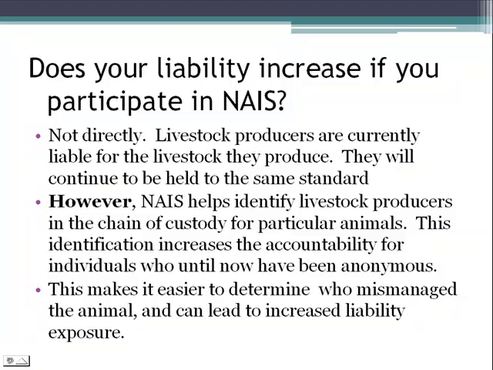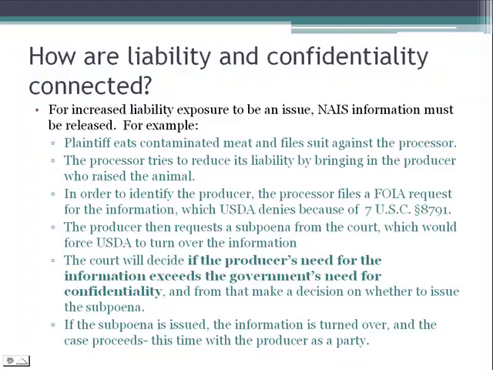So how are these two concepts of liability and confidentiality connected? And I put an example on here. For this example to work, you have to work with me a little bit and imagine that the processor has put something into place to identify from the animal to the package, something to continue the NAIS system, which ends upon termination. So assume that the plaintiff eats contaminated meat, files suit against the producer, against the processor.